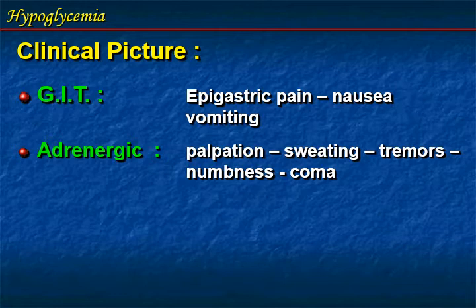The clinical picture or the symptoms: the gastrointestinal manifestations include epigastric pain, nausea, and vomiting. The adrenergic ones, which are the main pillars of hypoglycemic manifestations, include palpitation, cold sweat, tremors, circumoral numbness, until the subject reaches coma. So hypoglycemia by definition is a blood glucose below 70 milligrams per deciliter accompanied by either a gastrointestinal or adrenergic manifestation.